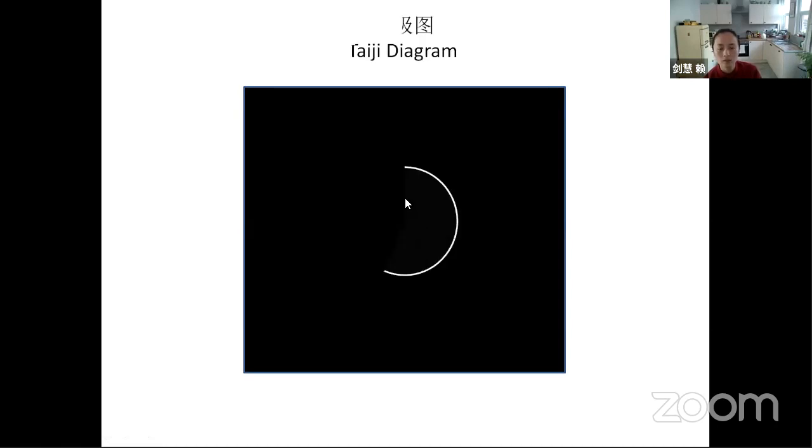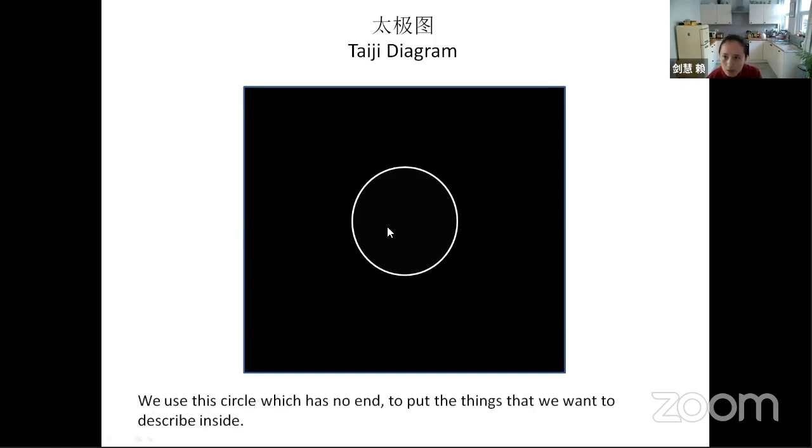Take a look. This one is the Taiji diagram. We use the circle, which has no end and no start point, to put everything we want to describe inside. So we call this diagram the Taiji diagram, Taiji tu.